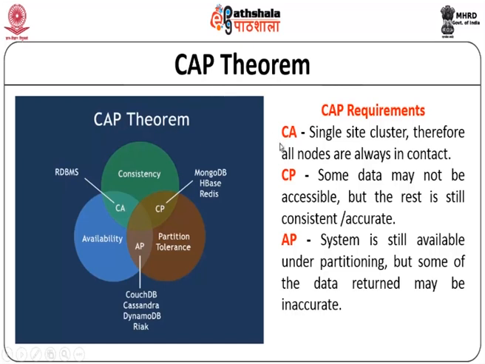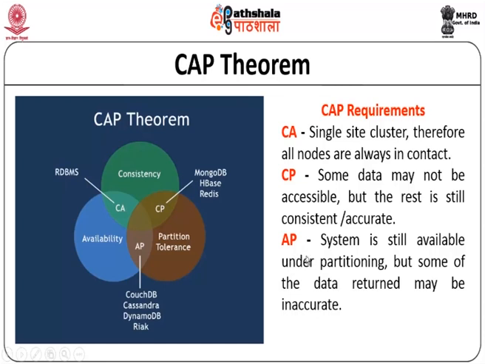The first combination is consistency and availability, that is, it may be a single site cluster, therefore all nodes are always in contact. In contact here in the sense they are always available. Since it is a single site cluster, the data is going to be consistent enough. The second combination is consistency and partition tolerance, where some data may not be accessible, but the rest is still consistent and accurate.